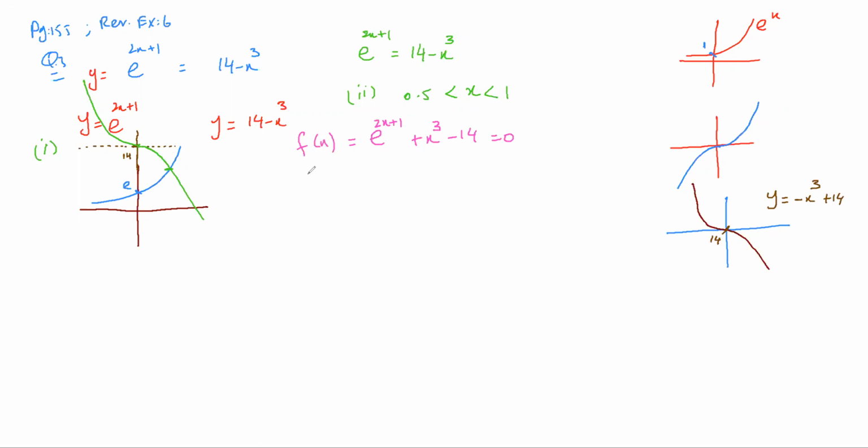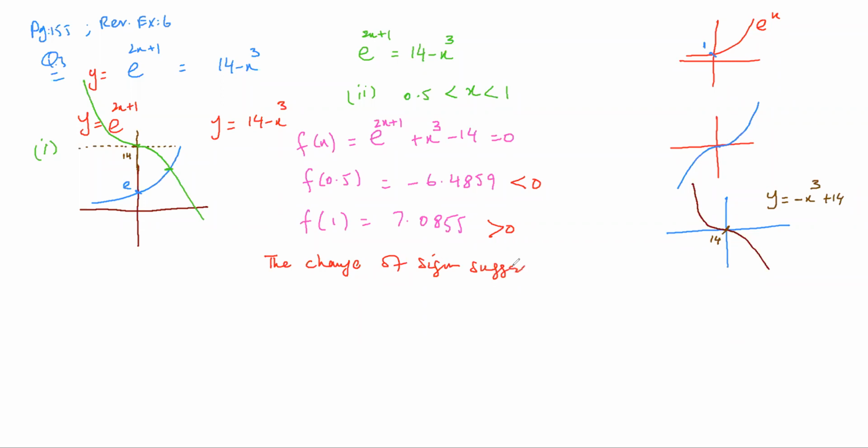Okay, guys, get your calculators ready. You tell me what is f of 0.5, and then what is f of 1. Once we get these two values, this one is negative and this one is positive. So through calculation we have shown that the root really lies between 0.5 and 1. You must write here that the change of sign suggests that the root lies between 0.5 and 1.